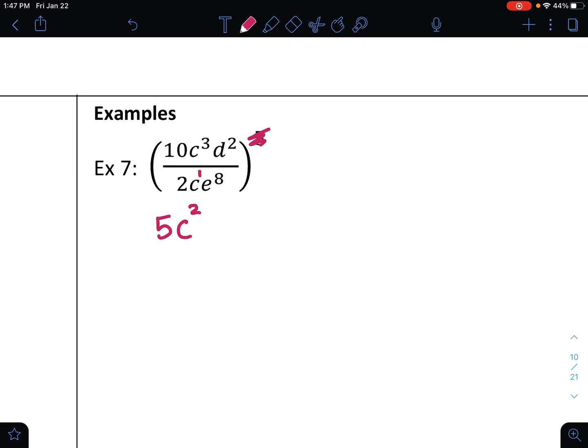I see d squared over d to the, oh no, I'm sorry, those are different. So let me take that back. D squared is going to have to stay here. E to the 8th is going to have to stay there. Okay, I was going to combine those and I cannot. All right, so now let's bring back in the 5.